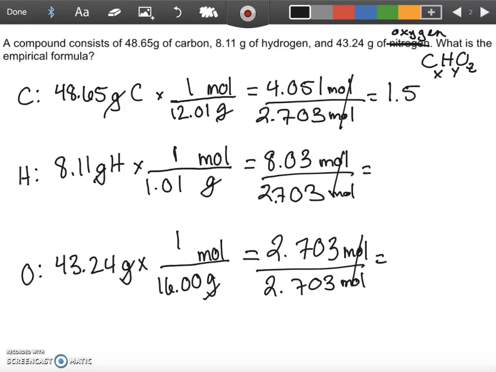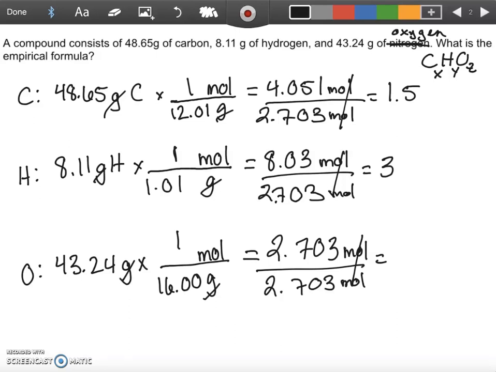Now, we want these to be whole numbers, but we can't really round them to a whole number unless it was maybe like 1.9. And I know you're thinking, make this 2, but you can't do that. 1.5 is too far away, so we're going to just have to leave this as a decimal right now, and then get fancy later. Don't worry, it's not bad. Alright, for the second one, 8.03 divided by 2.703. This is 2.97. 2.97 is close enough to 3 that we can just go ahead and round it to 3.